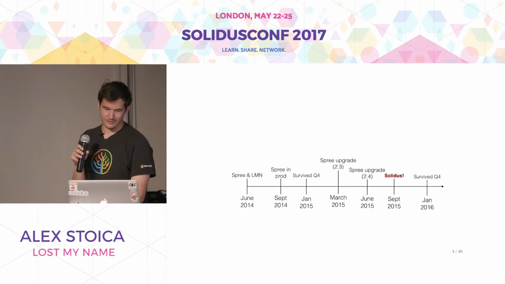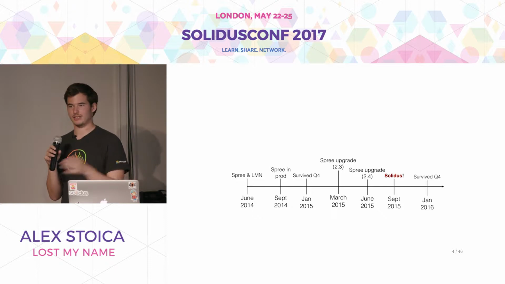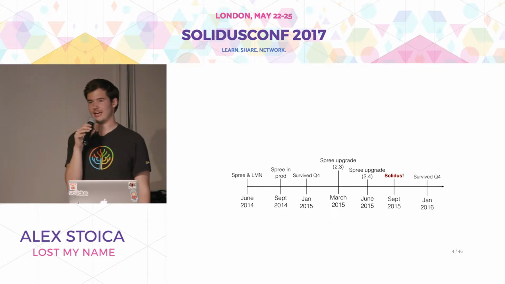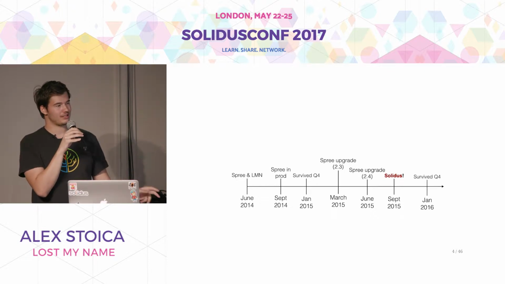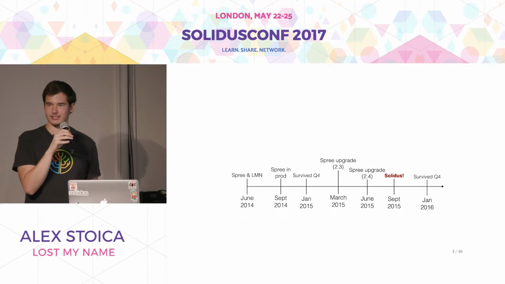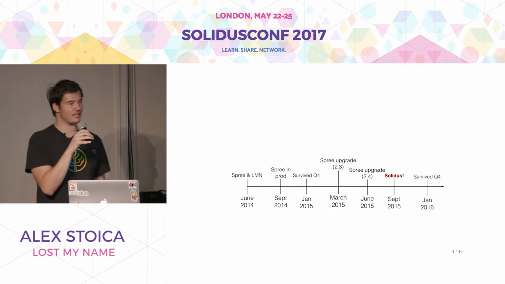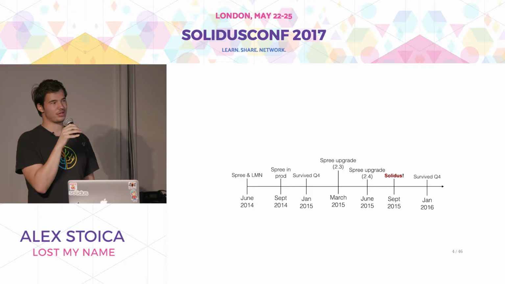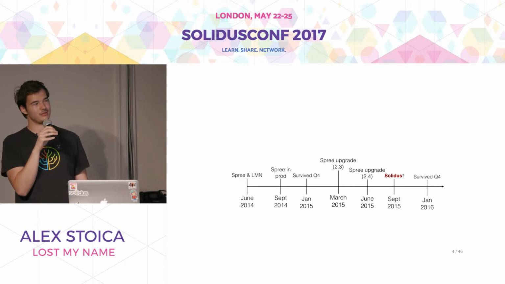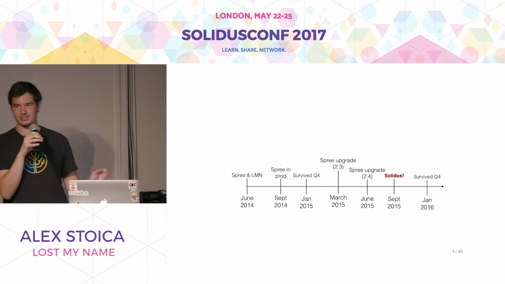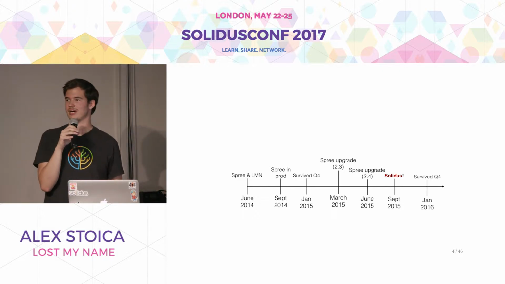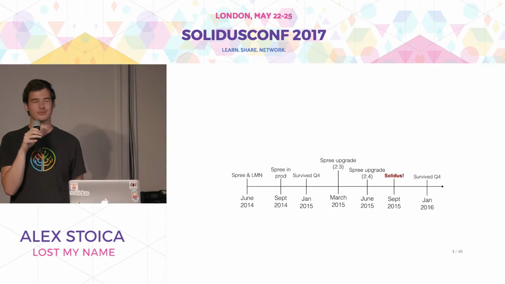So to clarify a bit, when I say Spree and when I say Solidus, because these things are gonna get a bit confusing. So we started with Spree in June 2014, and then over that summer there was a lot of late nights and sleepless nights, and eventually in September we were able to get Spree in production. Then we survived Q4. Then we said, okay, that went well. Now let's do a Spree upgrade, because that was meant to be pretty easy, right?